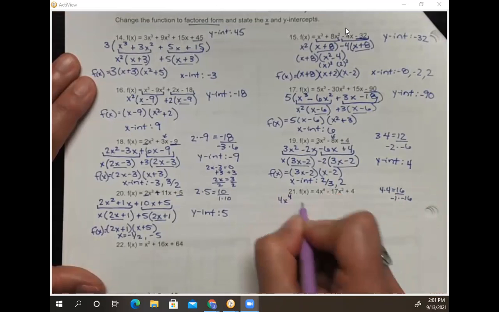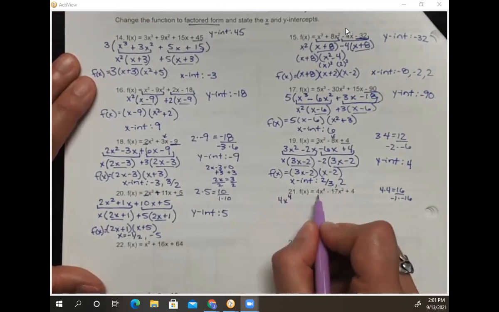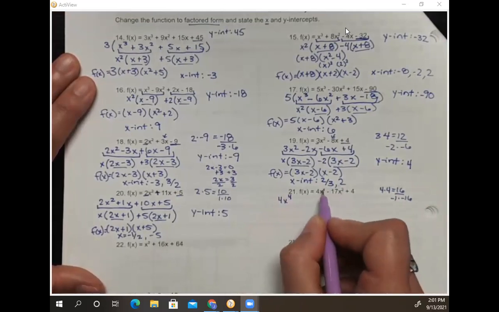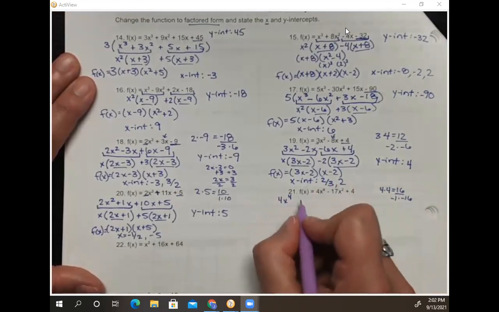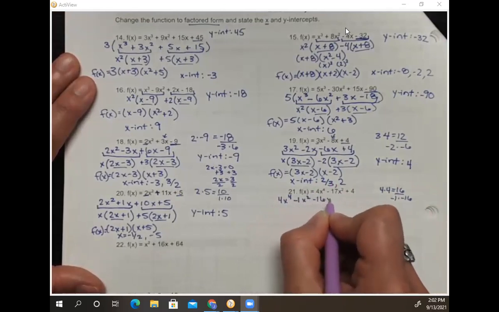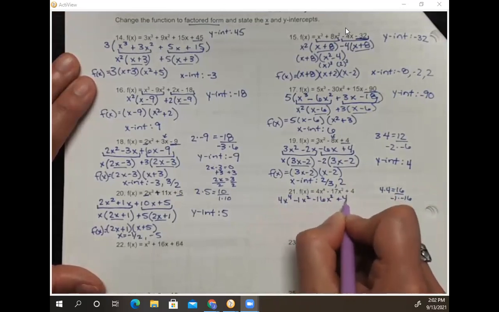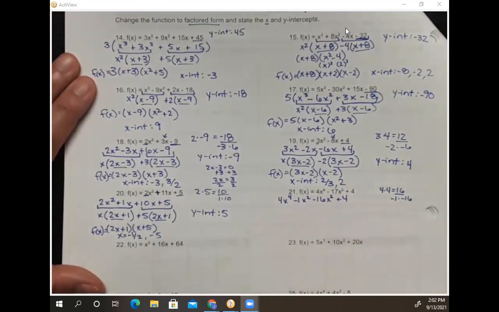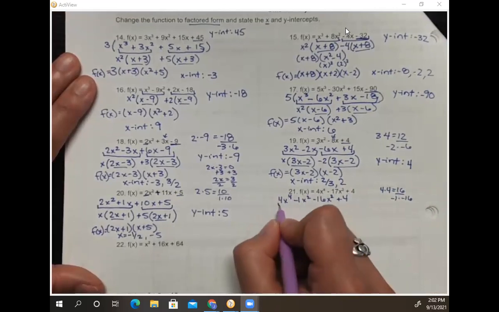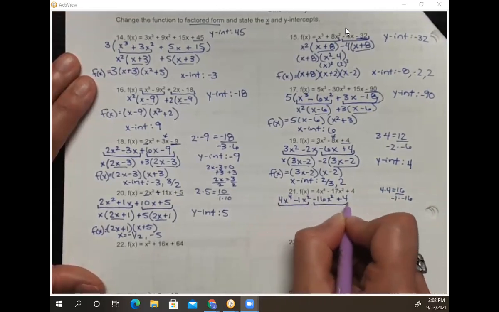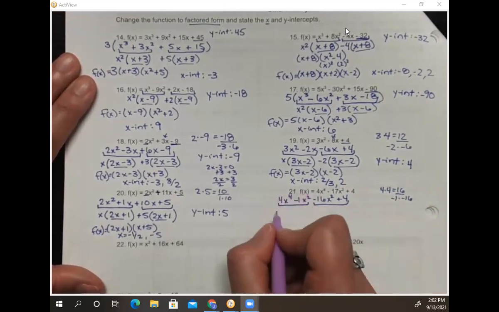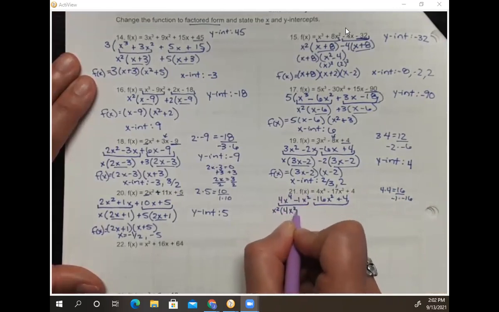That first term stays the same. Be careful with your exponents on this problem. Instead of x squared and x, we've got x to the 4th and x squared. So -1x squared minus 16x squared plus 4. Remember, we have to match the exponents to the original problem. Now I'm going to use grouping. The GCF for my first group is x squared. That would leave me with 4x squared, right?